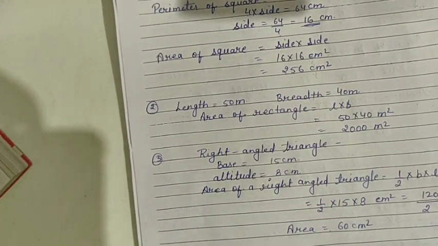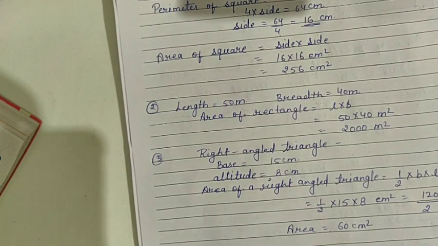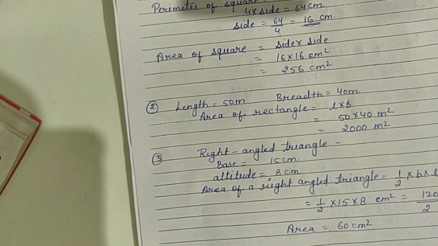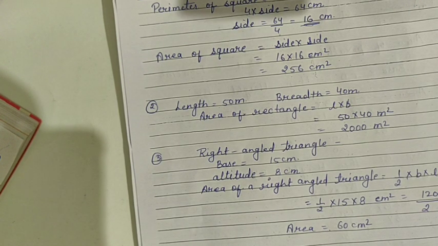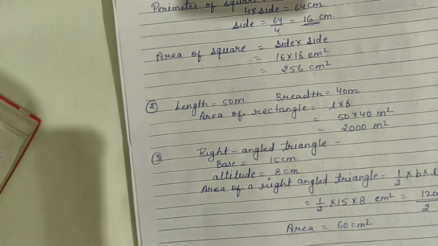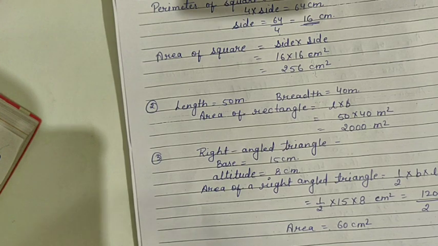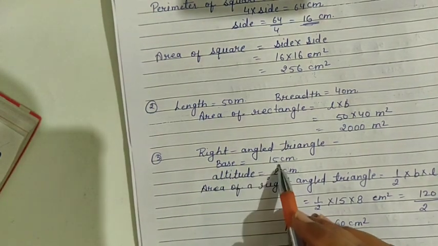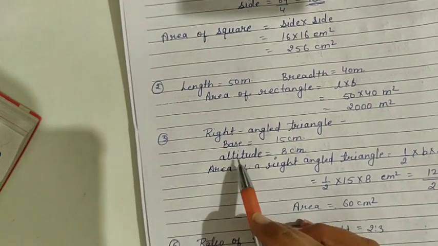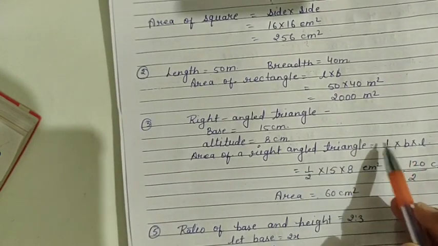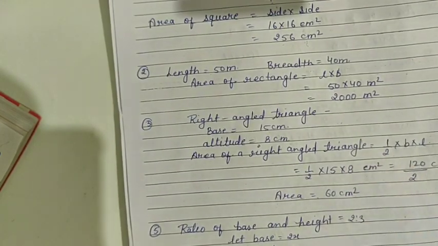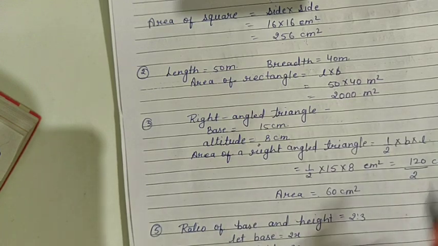Now question number 3 of your book is: find the area of a right angle triangle whose base is 15 centimeter and altitude is 8 centimeter. So students, firstly, what is the formula of area of a right angled triangle? That is equal to 1 by 2 into base into its altitude. So base is given 15 centimeter and altitude is given 8 centimeter. So area of a right angle triangle is equal to 1 by 2 into base into altitude, or height. We can call it height.